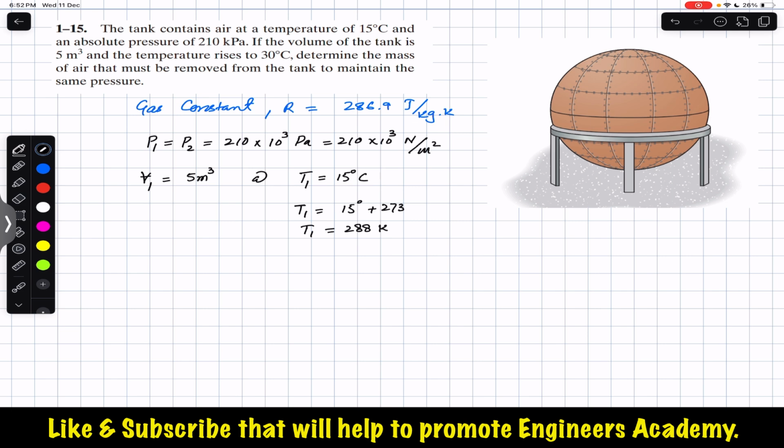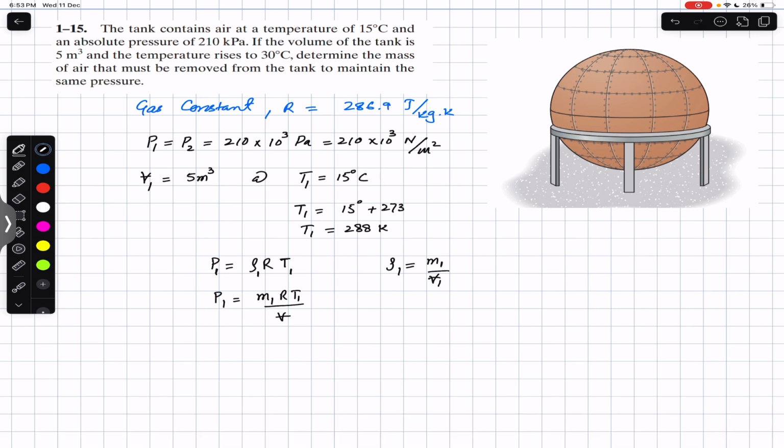From the gas law, we can say that P is equal to rho RT. If you are considering the initial state, then this will be P1, rho 1 and T1. And similarly, we know that the density at state 1 will be M1 divided by V1. So instead of rho 1, we can write that P1 is equal to M1 R T1 divided by V1. So from this equation we can find the mass.